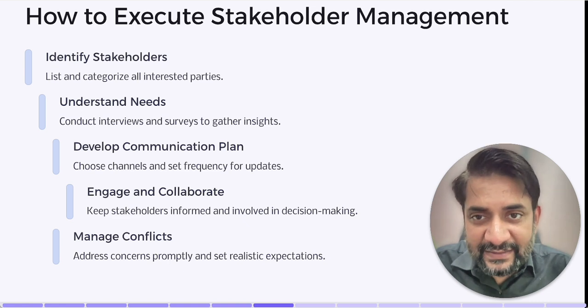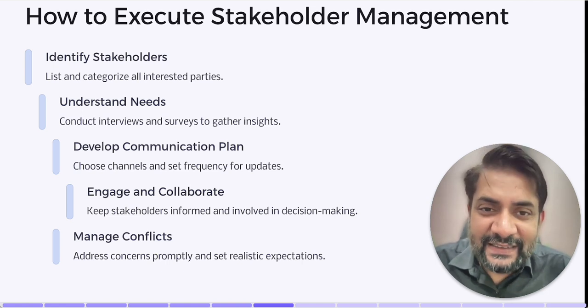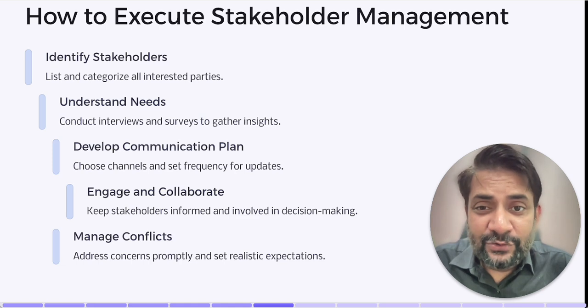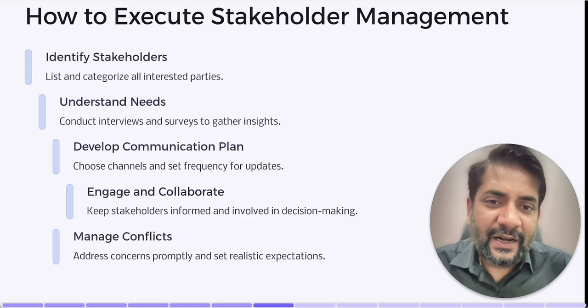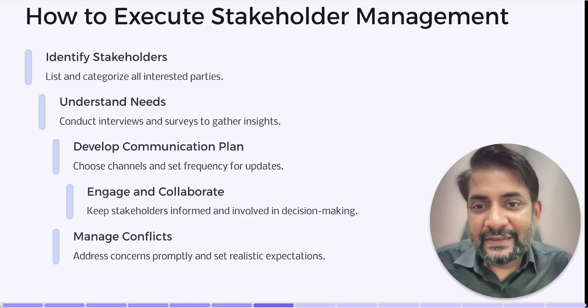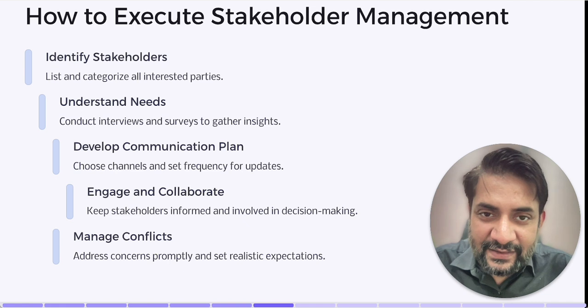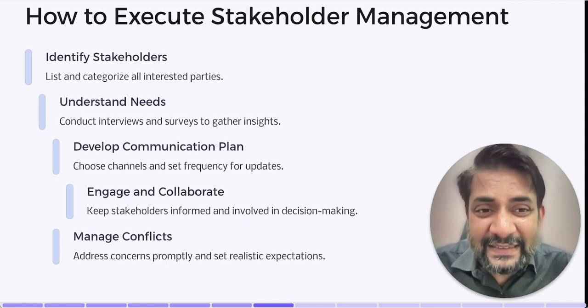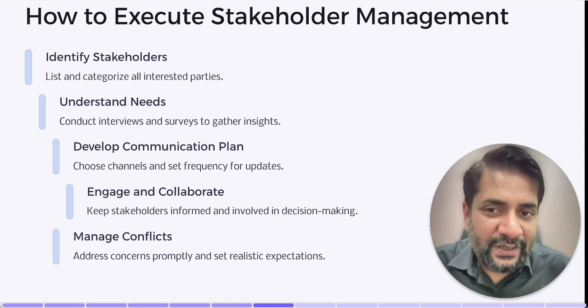Now, once you've identified the stakeholders, you move to step two, that is understand stakeholders' needs and expectations. You conduct interviews and surveys, gather insights on what stakeholders expect from the product, and you analyze the feedback, identify common themes, and prioritize stakeholder needs. Moving on to step three, that is develop a communication plan. You define the communication channels, choose the best method to communicate with each stakeholder group, for example emails, meetings, or reports. And then you set the communication frequency, determine how often to update each stakeholder group.